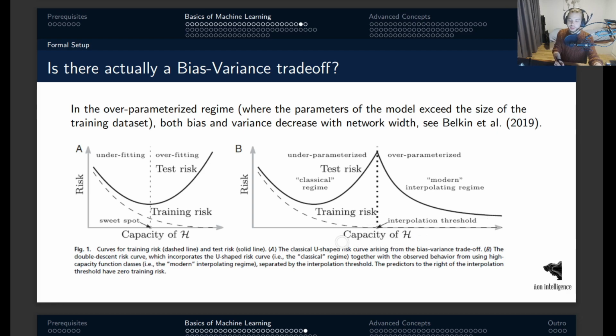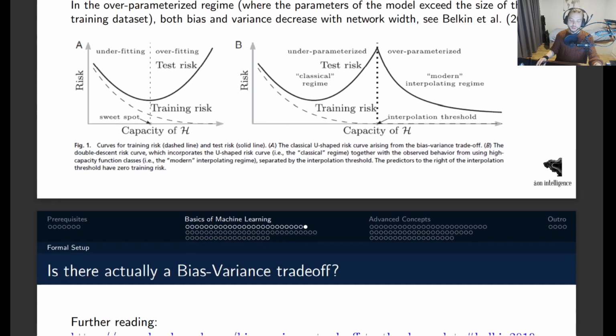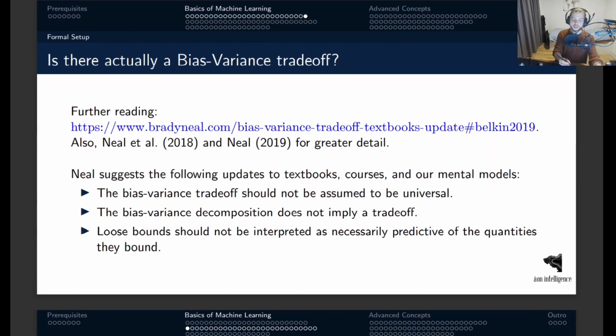So what you actually want to have is a model that performs perfectly on your training data. The predictors to the right of the interpolation threshold have zero training risk. And you see that as you increase the number of parameters in your neural network, it seems like the test risk, the generalization error, will decrease. Crazy, right? But if you want to learn more about this, then you can check out this excellent blog article of Brady Neal or his publications on this issue for greater detail.